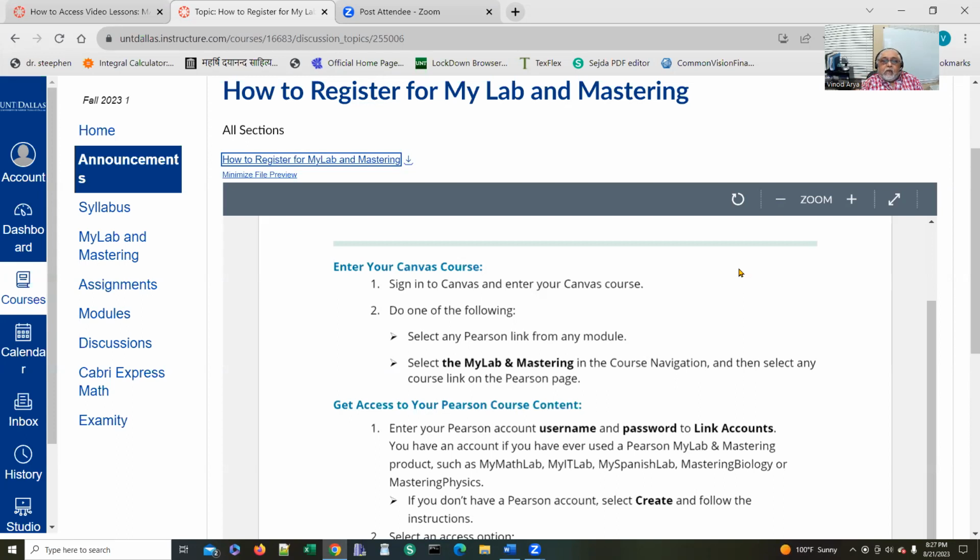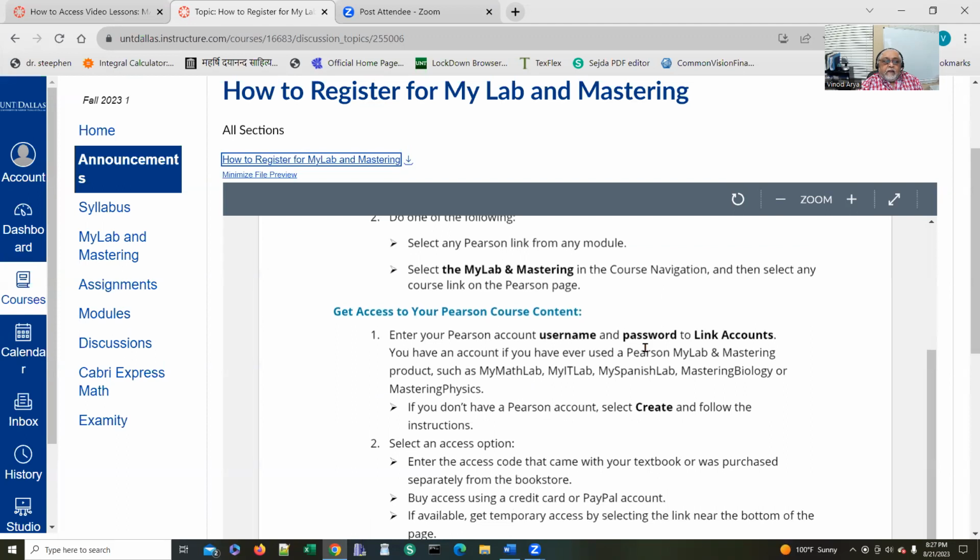Okay. So here are only 3 steps that you have to do. Sign into Canvas, select any Pearson link, select the MyLab and Mastering in the course navigation, and then select any course link on the Pearson page. Just 3 steps, and somewhere in between, you will see a screen where they will ask.